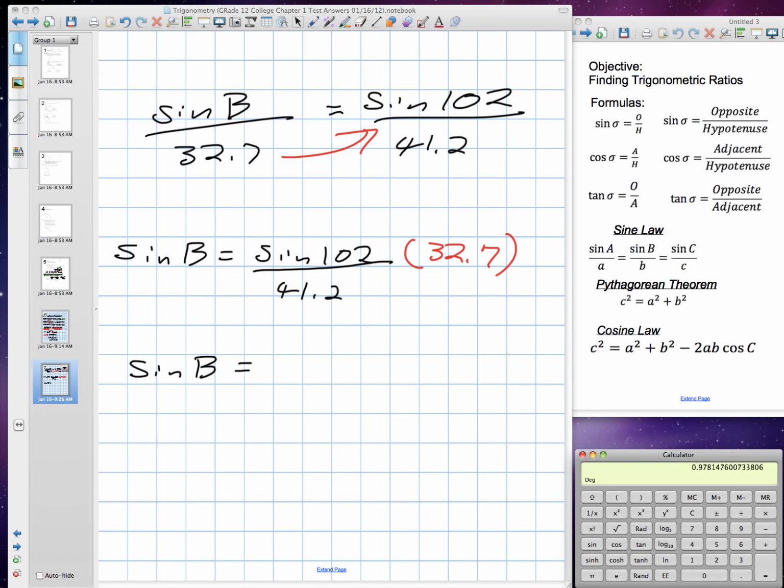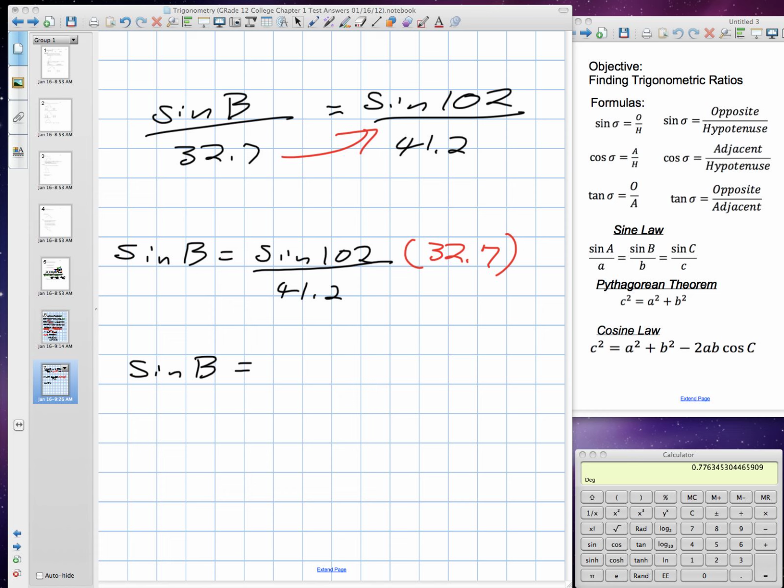Sine 102 divided by 41.2. Is it 0.7763? Oh, good. All right, so we got the right one. I typed it in properly. 0.7763. Okay, so can that be the measure of an angle? It's pretty unlikely we have a measurement of an angle less than 1 degree.